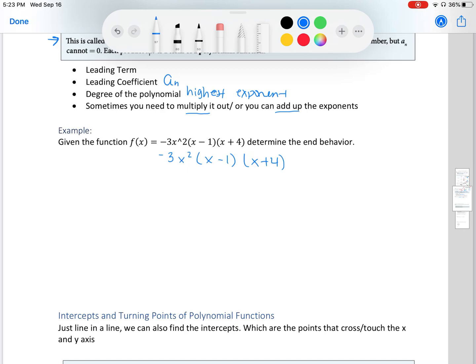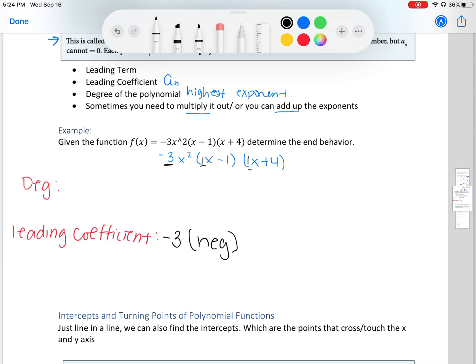Determine the end behavior. Well, for the end behavior, I need two things. I need the degree and the leading coefficient. What you can do is you can go ahead and multiply everything out and multiply in the 3, and that will get you your expanded polynomial. That's one way of doing it. Another way is you can take your leading coefficient, unless there's something else that needs to be multiplied in. These are just ones. So my leading coefficient is negative 3. So all I need from that is that it's negative.